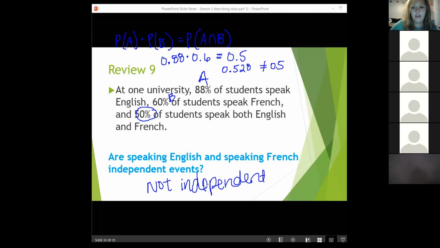Yes, because if one of them's not true, then that means that they're all not true. Yeah, good question. It has to be exact. It has to be exactly like 0.5 equals 0.5. That's the only way. There's no rounding or anything. But that was a good idea, definitely.